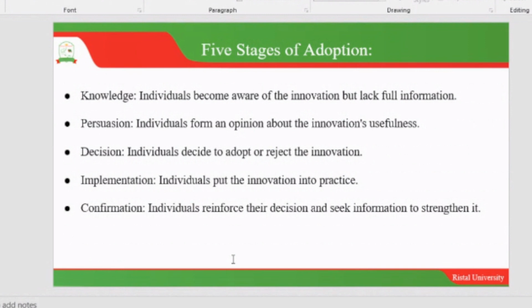Then in persuasion, individuals form an opinion about this innovation's usefulness, especially from those who have tried it out. So in this case, there is an opinion that is developed. Whether it is a good or bad opinion now depends on that social structure that these individuals belong to. Then the decision is step number three, according to Rogers, where individuals decide to adopt or reject the innovation.